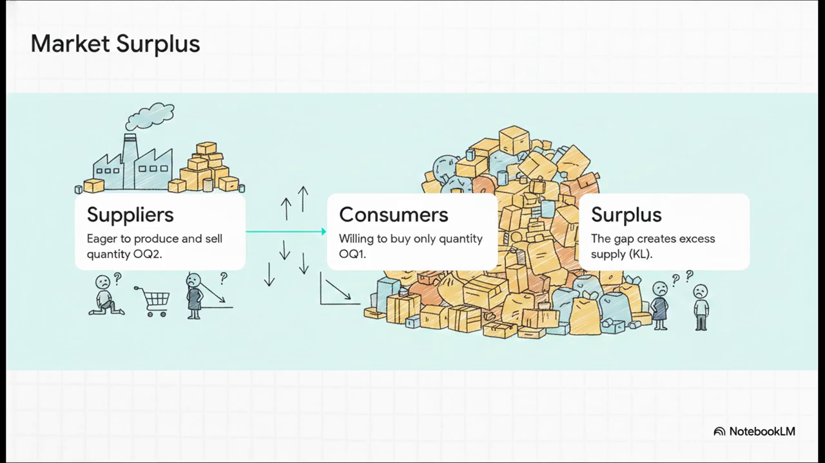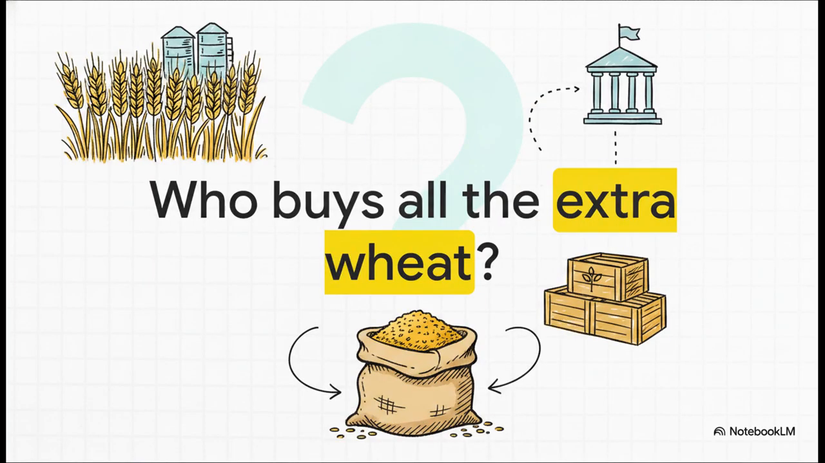Which brings us to a rather massive problem, and the final thought I want to leave you with today. We've just proven geometrically that an effective floor price guarantees an excess supply. The farmers have produced all the way out to quantity OQ2, but everyday consumers stopped buying way back at OQ1. So if price floors legally create massive surpluses of unsold goods, who on earth is going to buy all that extra wheat? I mean, if it just rots in a field, the farmers aren't actually protected, are they?